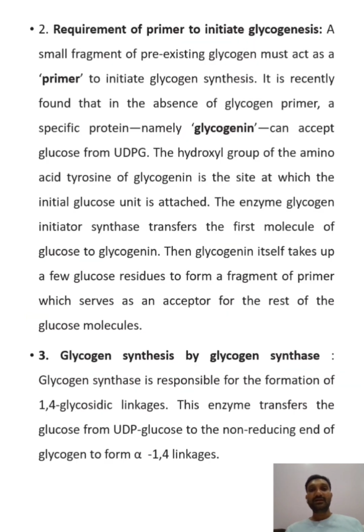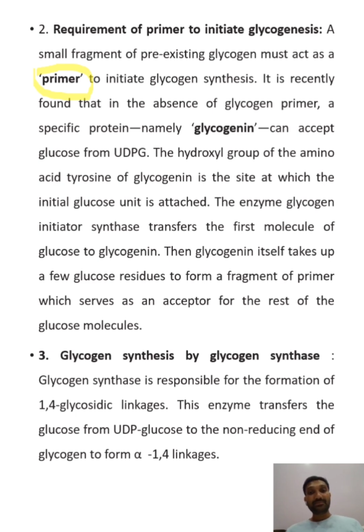And the next step is the requirement of a primer to initiate glycogenesis. A small fragment of pre-existing glycogen must act as a primer to initiate glycogen synthesis. That simply means there should be pre-existing glycogen that acts as a primer. Thus a primer is very essential to initiate this process.